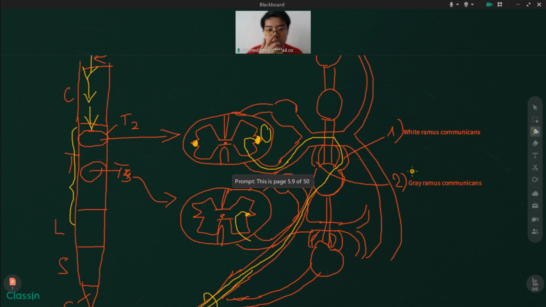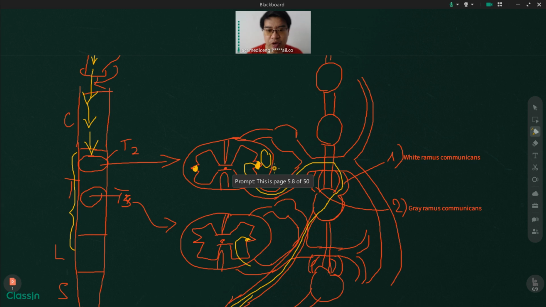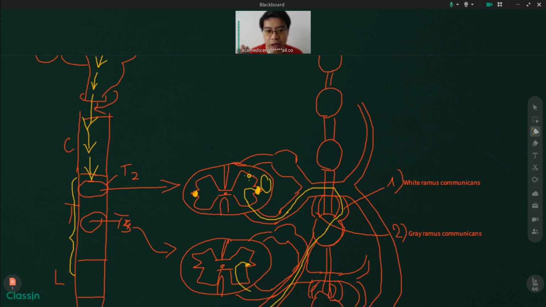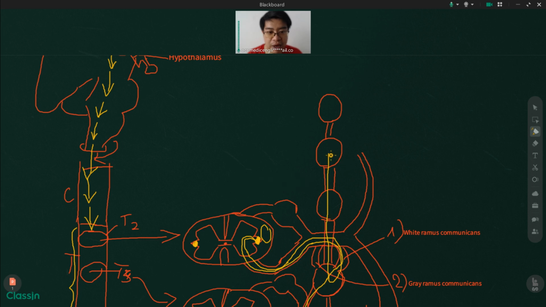Okay, now we have already seen that some of these fibers, especially from T1 and T2 and sometimes even C8, will come from here, go to the anterior or ventral root, go to the white ramus communicans and then ascend, right? And then it will ascend the ganglia right here. But now, where will these fibers go?